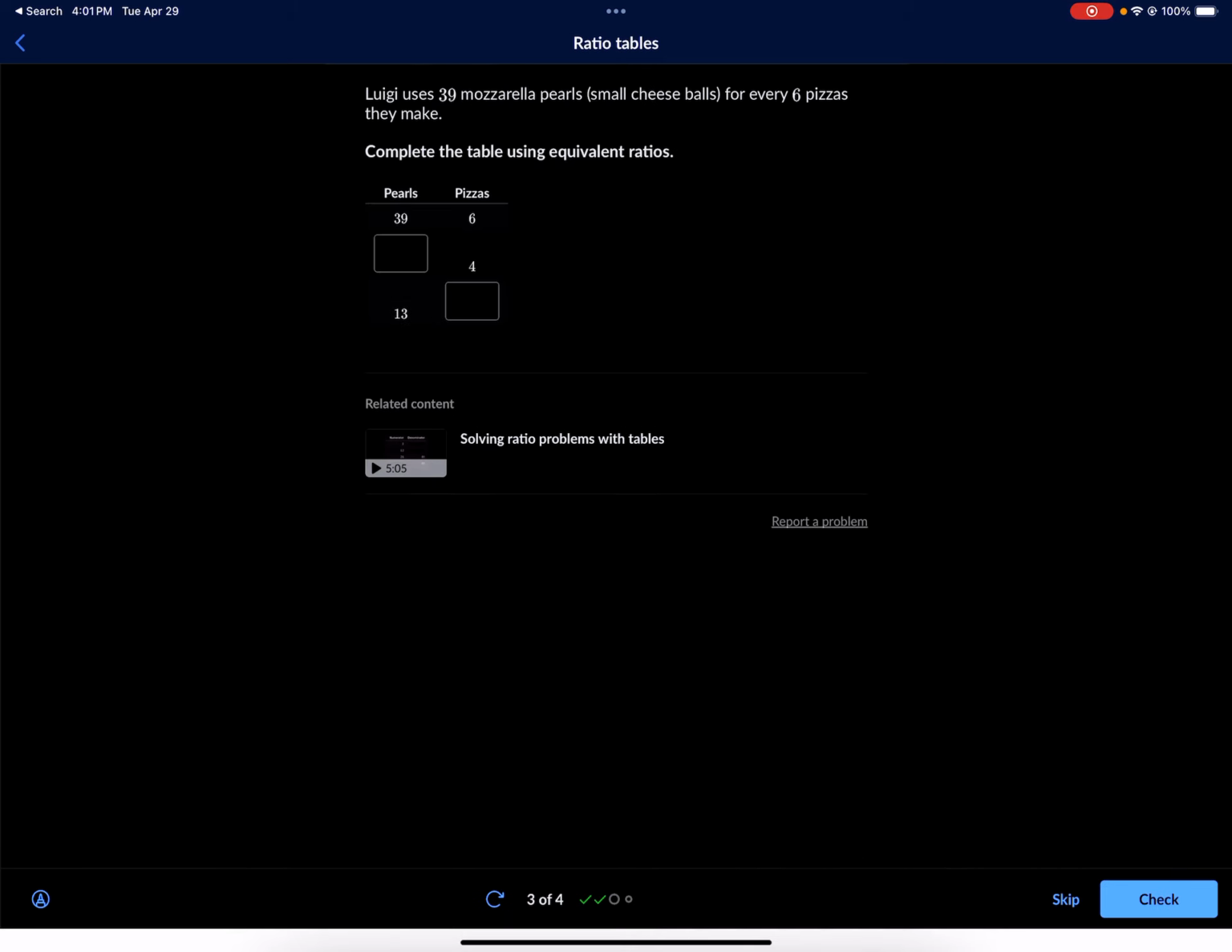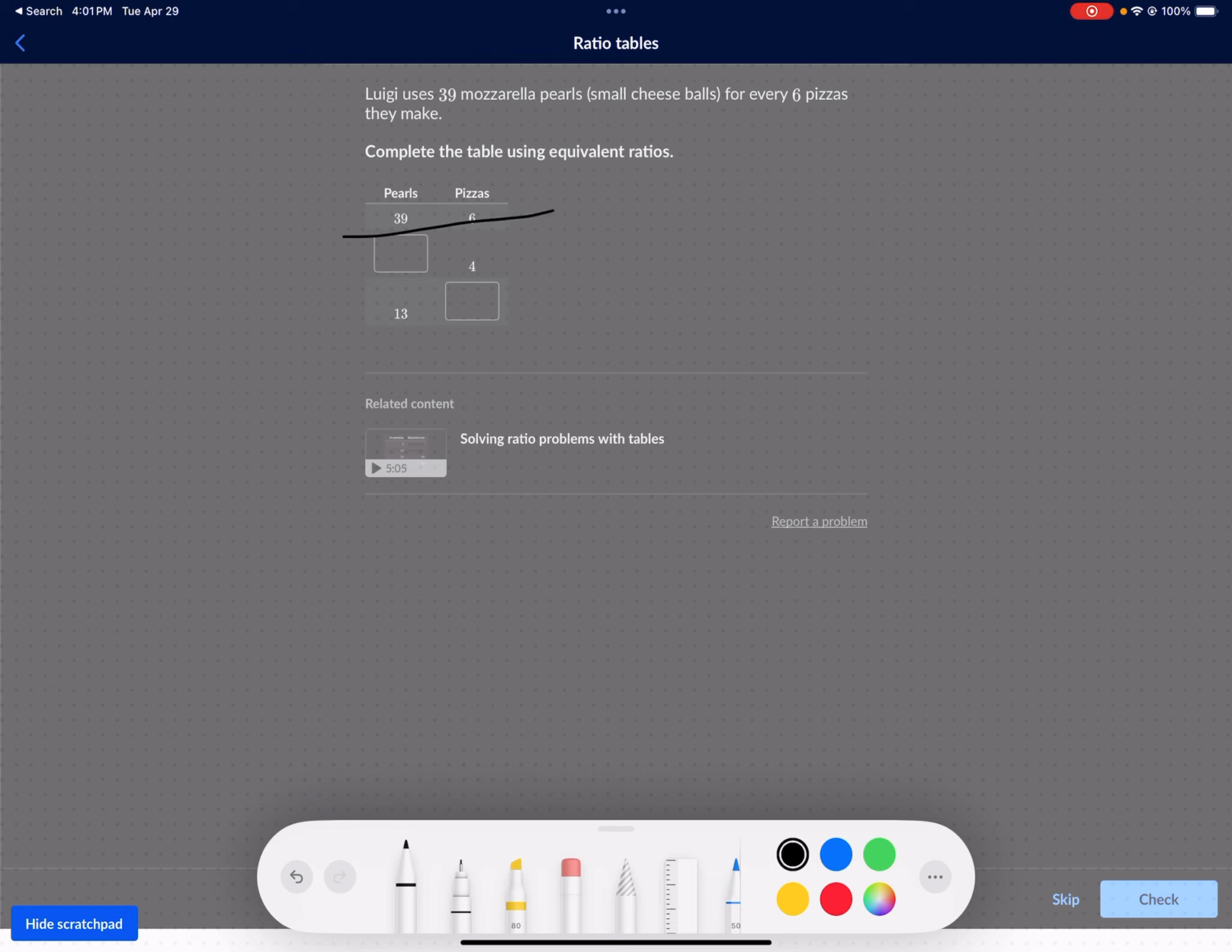Luigi uses 39 mozzarella pearls, small cheese balls, for every 6 pizzas they make. Complete the table using equivalent ratios. So let's use what we have. We have 39 and 6, so 39 over 6. And hey, it's another one of those problems that we already got. So let's go ahead and see if we can get a good factor.